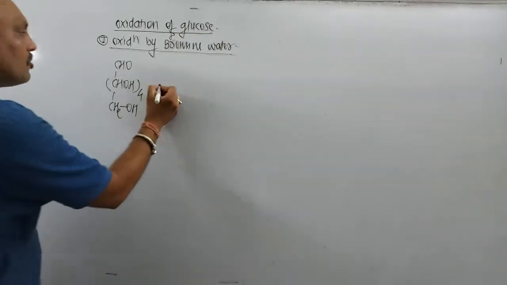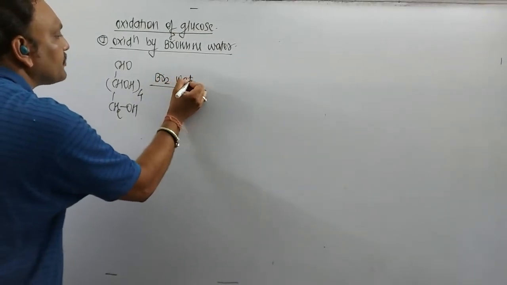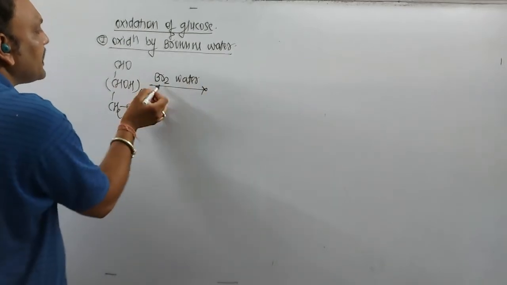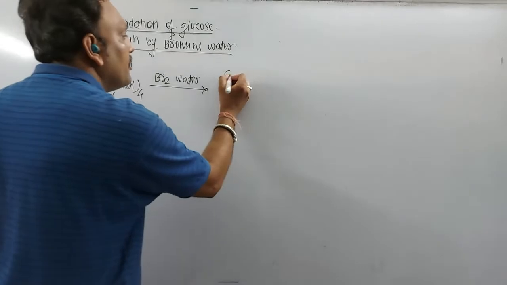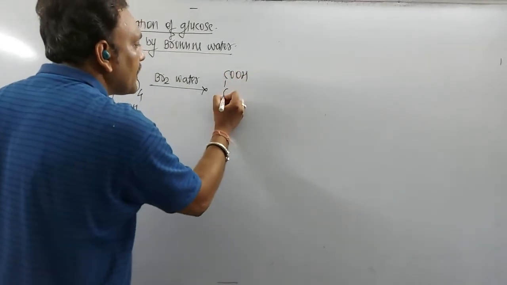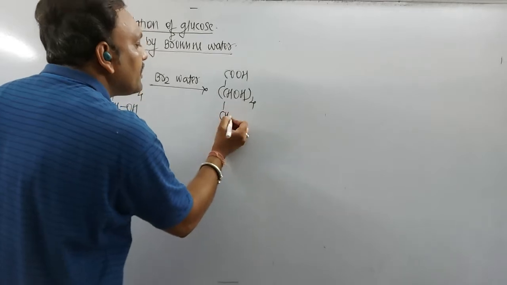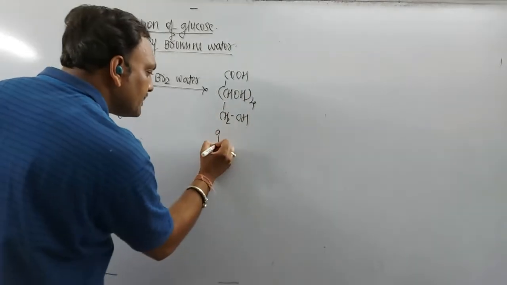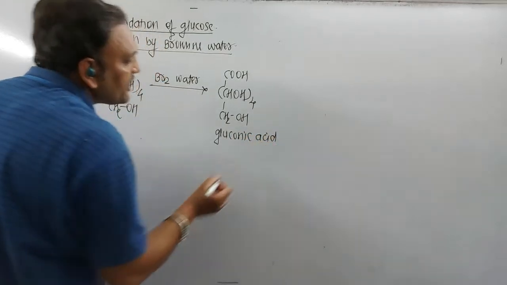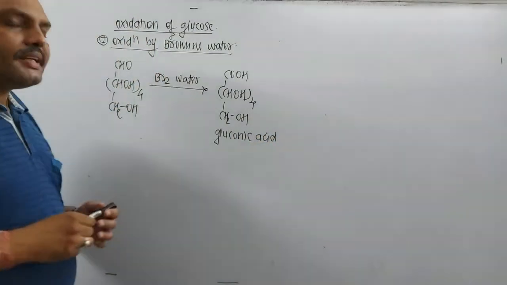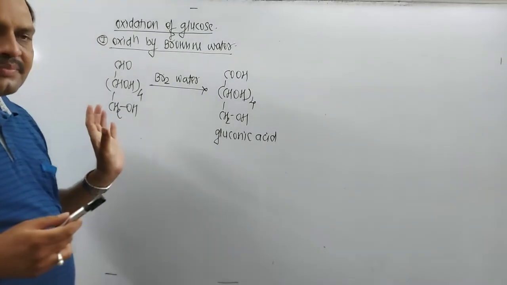So this is the glucose. When this glucose is oxidized by bromine water, then being a mild oxidizing agent, the easily oxidizable aldehyde group will get oxidized to carboxyl group. So the product obtained right here will be this, and this is known as gluconic acid. So formation of gluconic acid indicates the presence of aldehyde group in glucose.